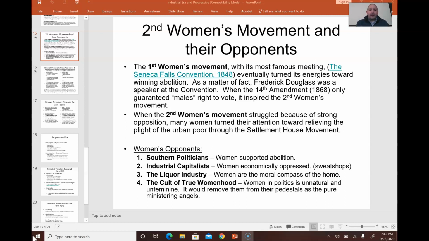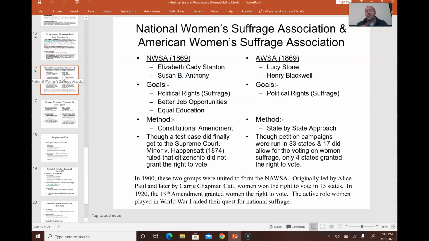There are obviously oppositions to this. However, once World War I comes around and women take a larger role in winning World War I, there's less of an ability for people to stop them. And this is certainly true when you have the beginnings of national organizations, right? So you have the National Women's Suffrage Association and another group, the American Women's Suffrage Association.